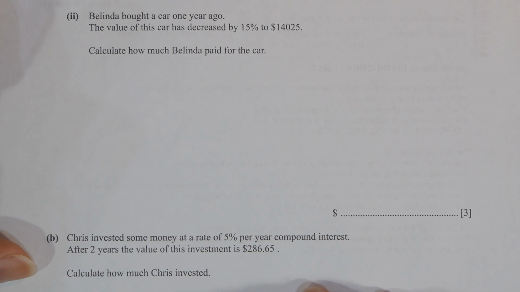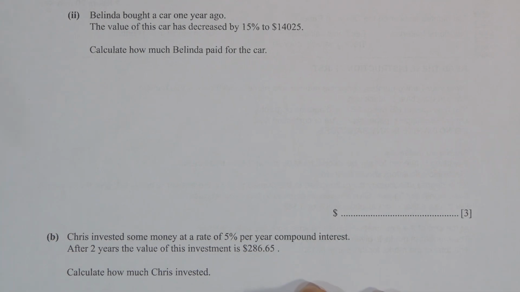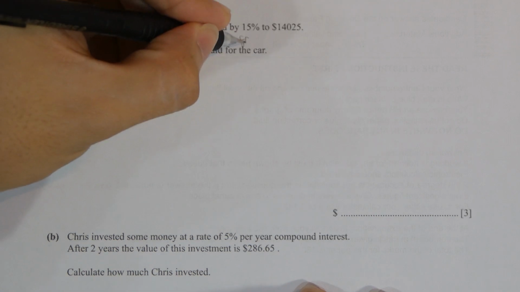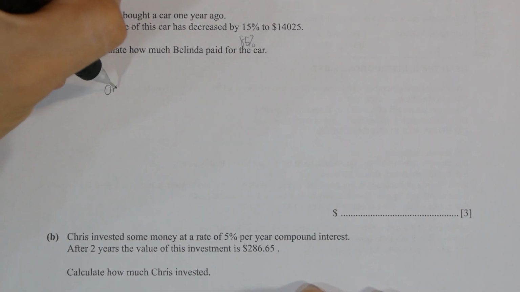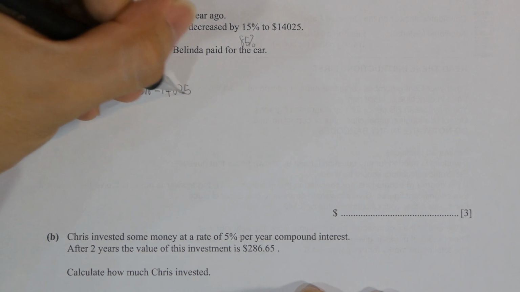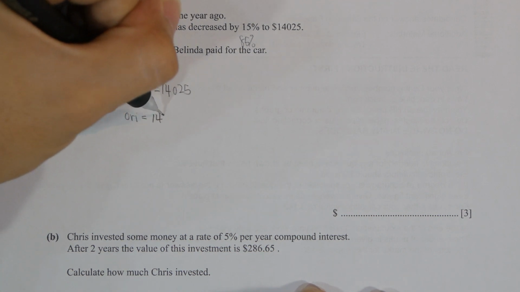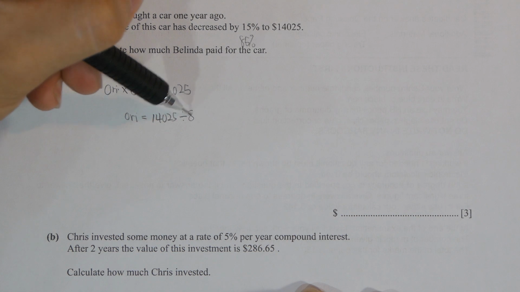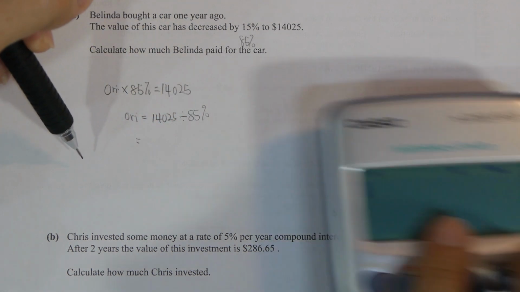Whereby for the next question, to find the original value, simply take original times 85% equals $14,025. So you do the shifting, then you'll be able to find the answer.